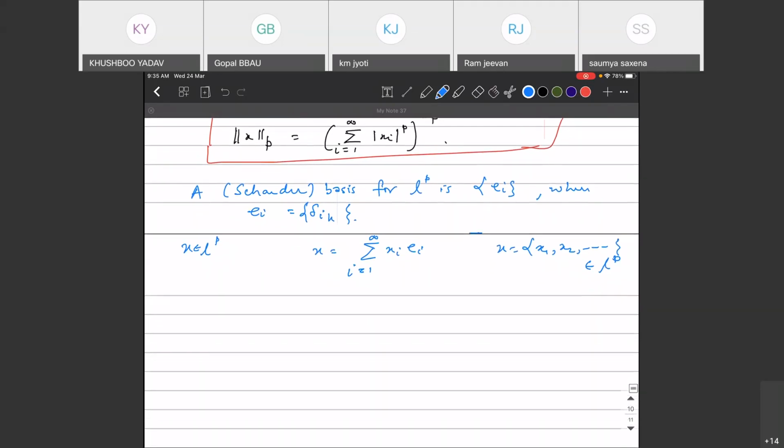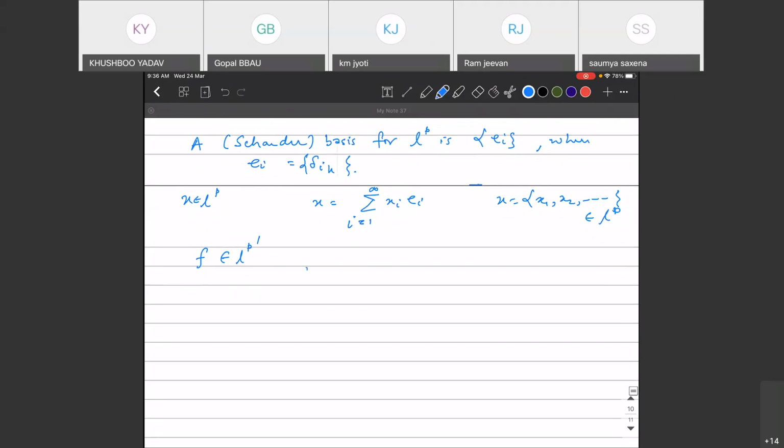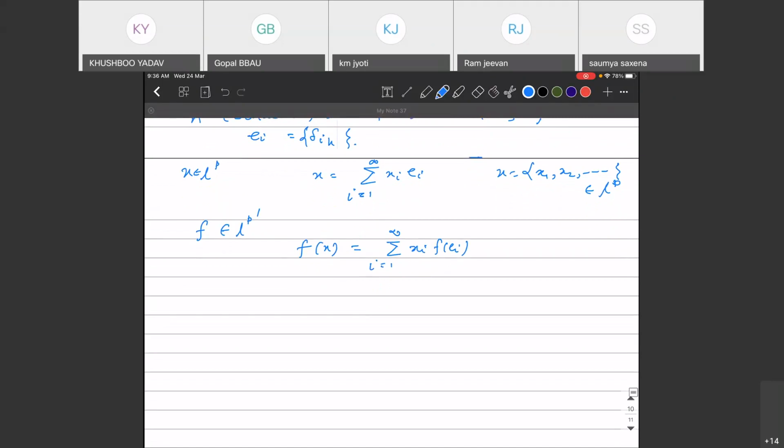Okay. So as we did in first example, take a linear functional, bounded linear functional on LP. So f is linear and bounded. So you know fx will look like summation xi f ei, i from 1 to infinity. Correct? Yes sir. Okay. So far it's okay.